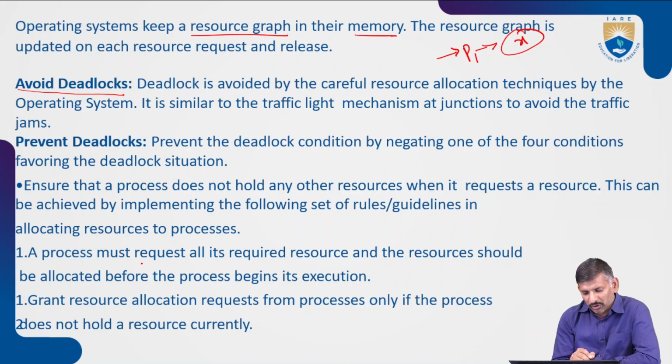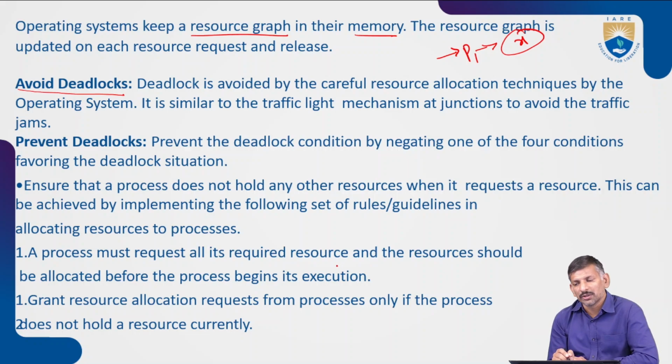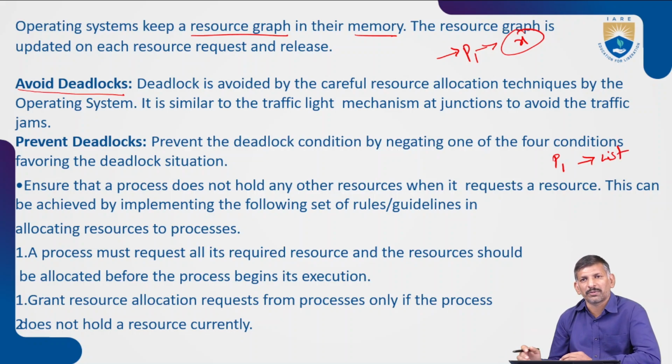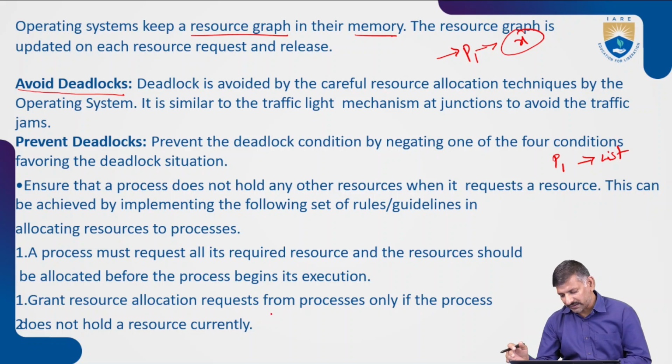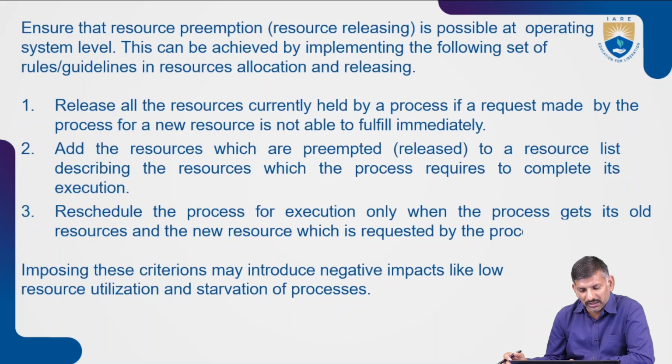Next point is a process must request all its required resources, and the resources should be allocated before the process begins its execution. Suppose a new process P1 is starting its execution, it sends the list of resources required. What are the resources required for doing its operation? That is one of the points. Next, grant the resource request from a process only if the process does not currently hold any resource. So, assign the resources, then release all the resources like this.